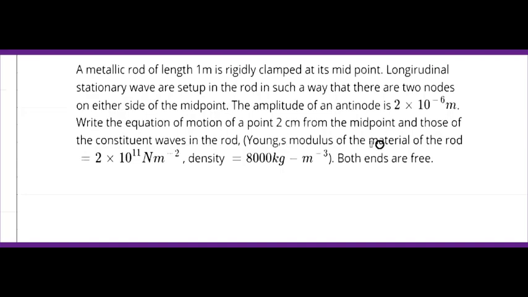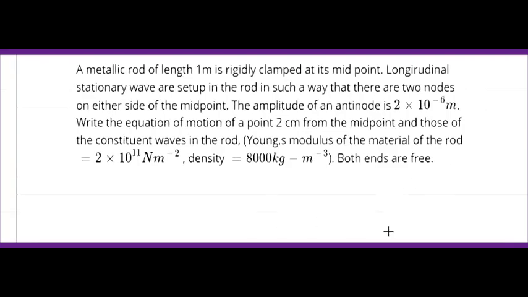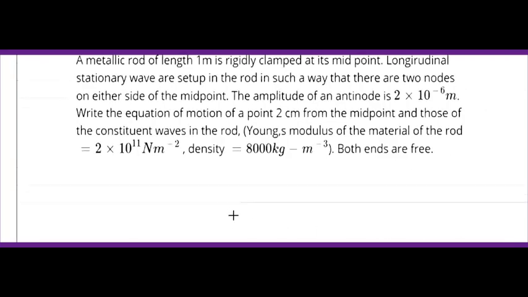So Young's modulus of the material in the rod is given and density is given. Both ends are free. So firstly here we take a metallic rod of length L. Here this is the rod, and here both ends are free, and here this is the midpoint.